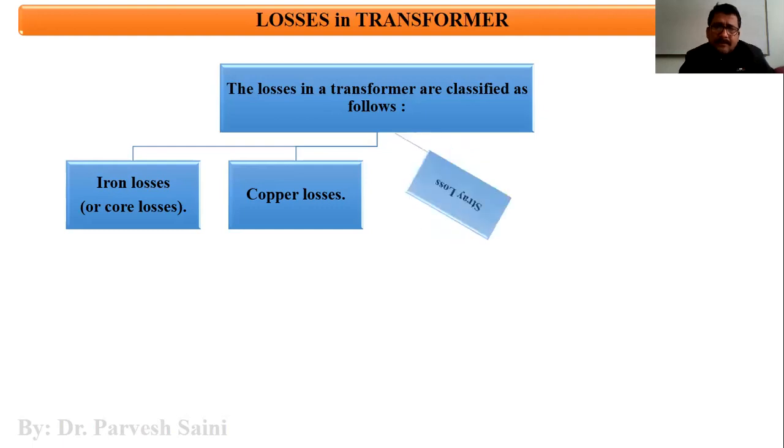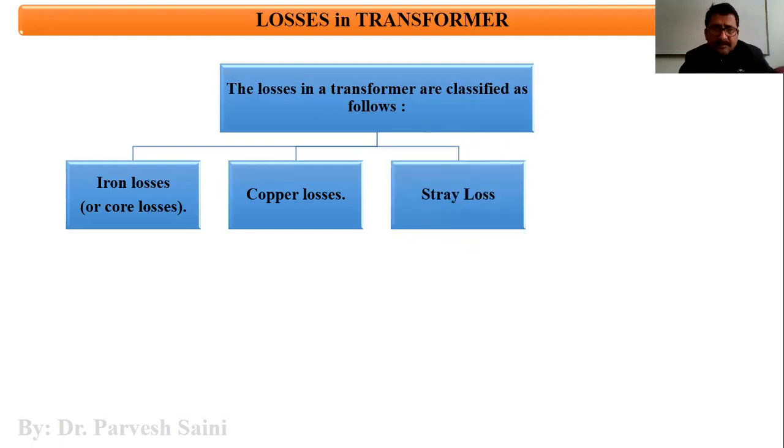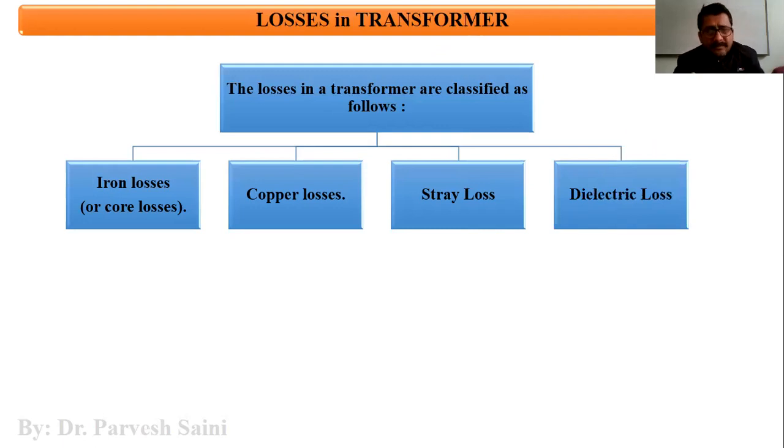The third type is the stray losses. These losses are quite negligible, very low in magnitude, so generally they are neglected while analyzing the transformer and determining its efficiency. Then we have the dielectric loss, which is associated with the insulation of the transformer: liquid insulation, solid insulation, the oil of the transformer, and so on.